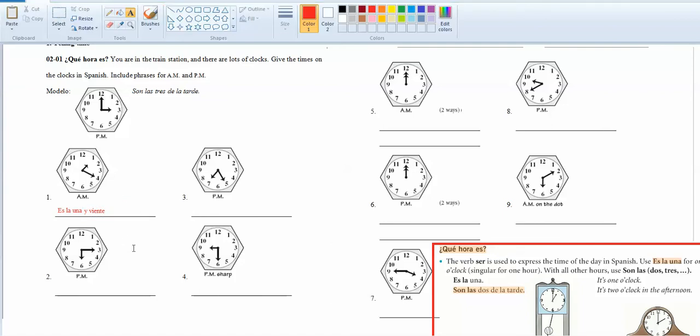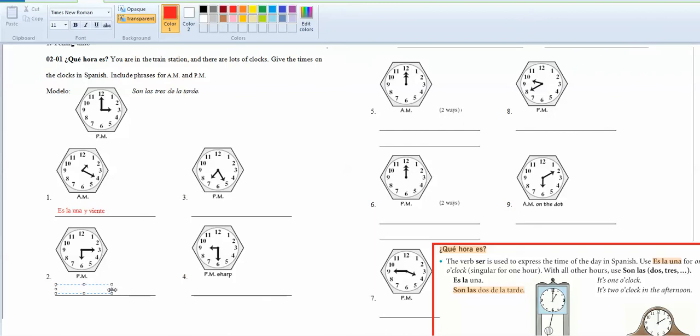So es la una y veinte. Here, it's 6:15. So again, this time it's 6. It's not 1. So I'm going to use son las, not es. I only use es la if the hour I'm getting ready to write is 1. Okay, I'm getting ready to write 6. So I'm going to say son las seis, but it's 6 and so many minutes. How many minutes is it? It's 15 minutes. So I'm going to say son las seis y quince. Okay.